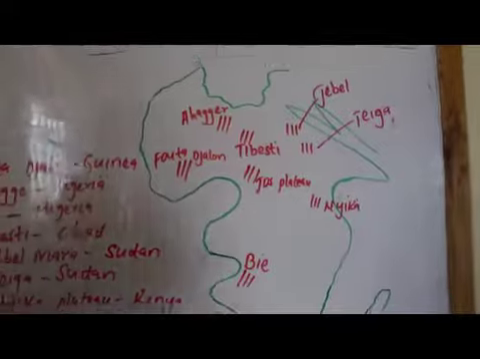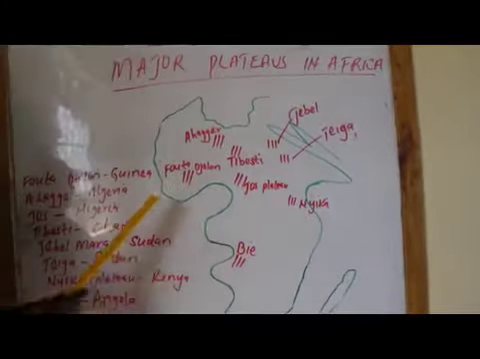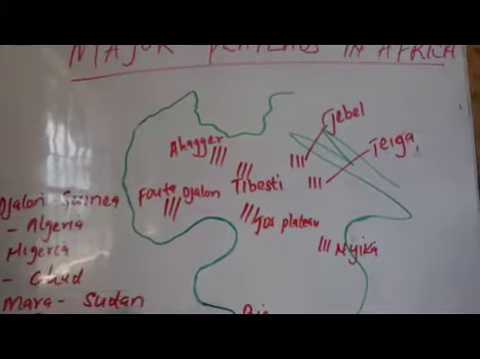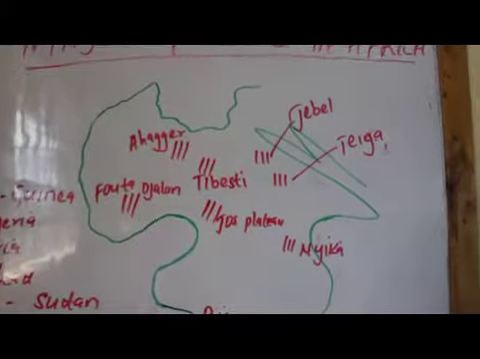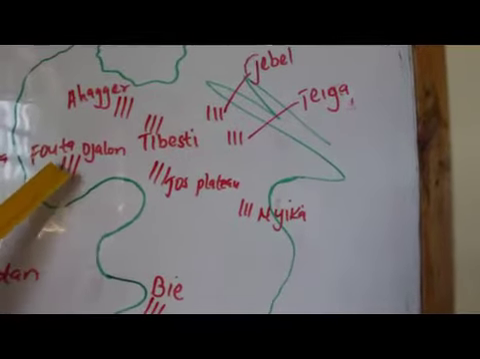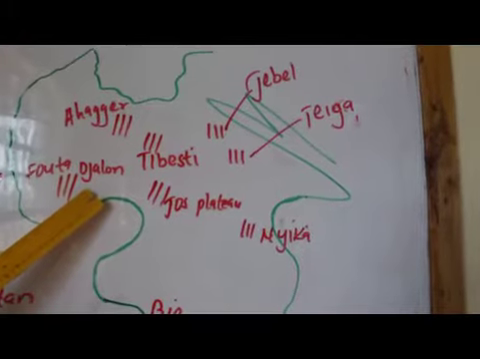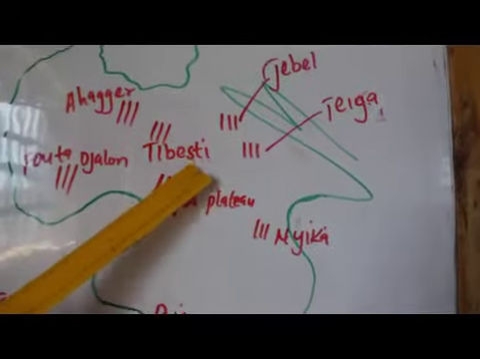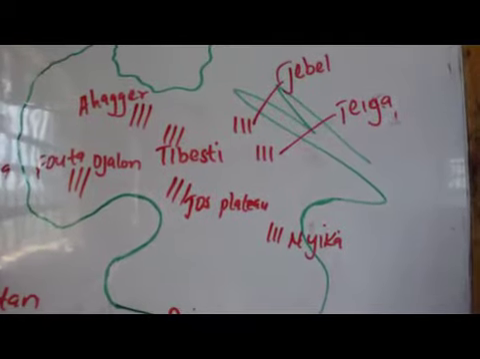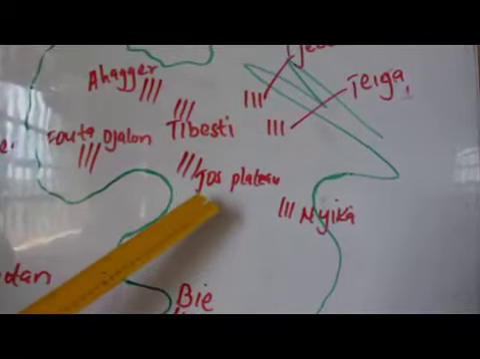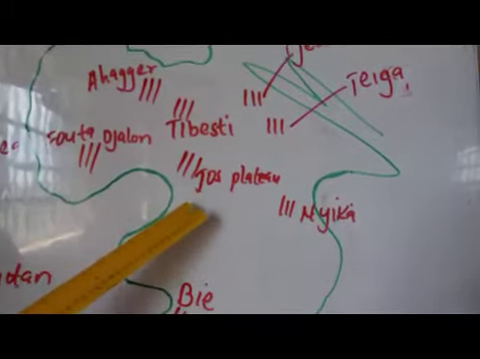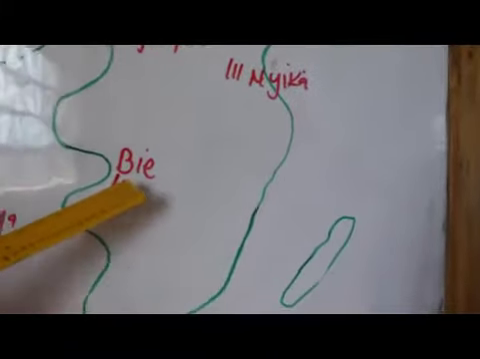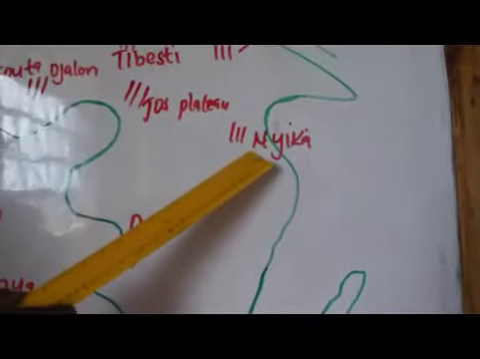We have different plateaus. We have Ahaggar Plateau, which is found in Algeria. We have Futa Jalon Plateau, which is found in Guinea. We have Tibesti Plateau, which is found in Chad. We have Jos Plateau, which is found in Nigeria. We have Bie Plateau, which is found in Angola. We have Nyika Plateau, which is found in Kenya.